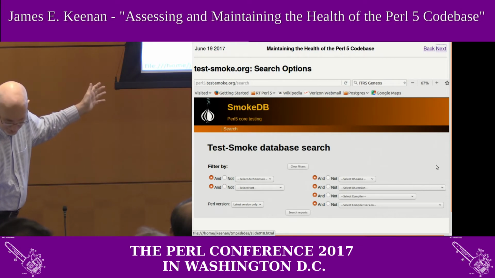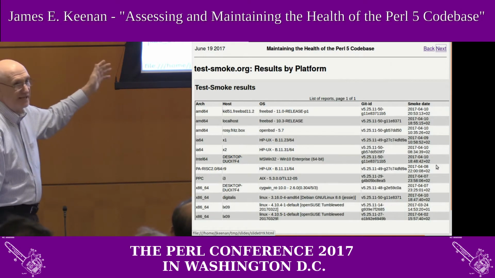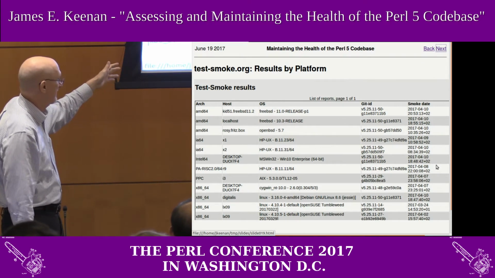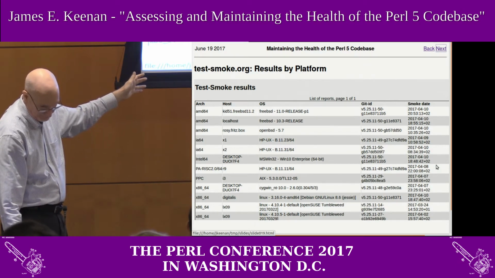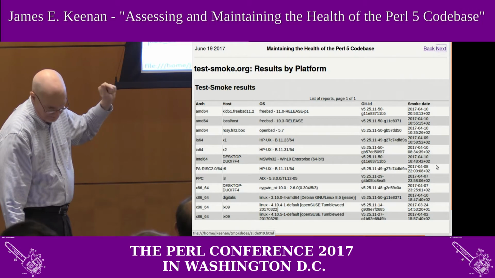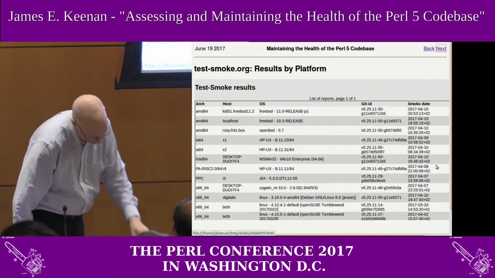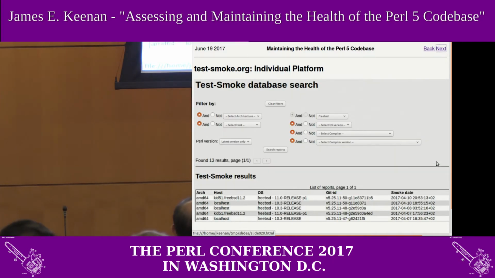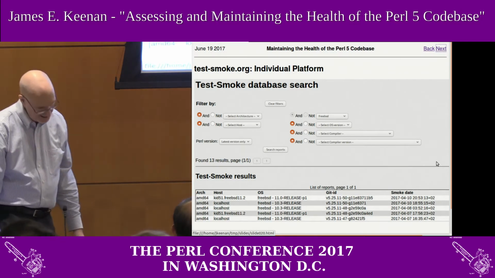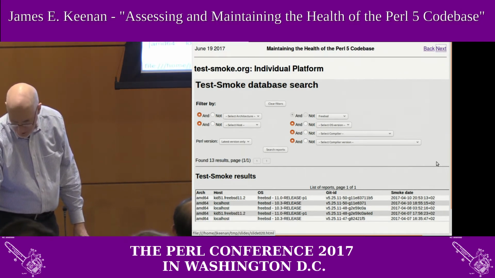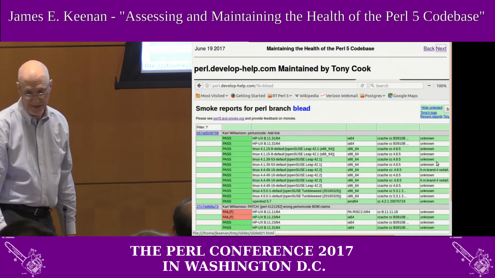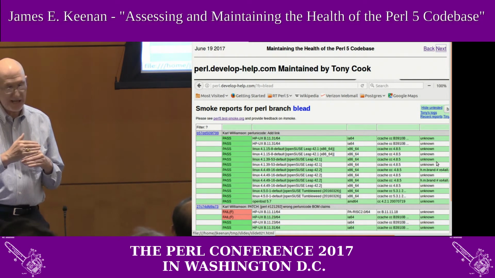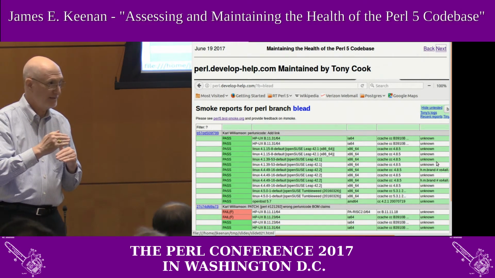And farther down on the home page, we have the latest smoke test results on each of a wide variety of configurations that our smoke testers have contributed. And we can drill down further. We can, for example, get the latest test results from the FreeBSD operating system. And in addition, one of our main contributors, Tony Cook, maintains a site called develophelp.com. And this lists in a more compact form the latest results on a per commit basis.